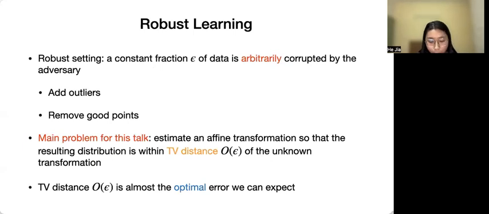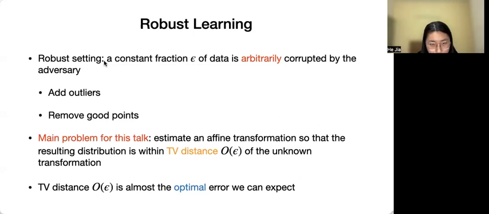So this is a very good algorithm, and it seems this problem was already solved a long time ago. But now let's introduce a new setting, the robust setting. We introduce robustness because we want to see what happens if there is some noise in our samples. How should we handle it in this case?